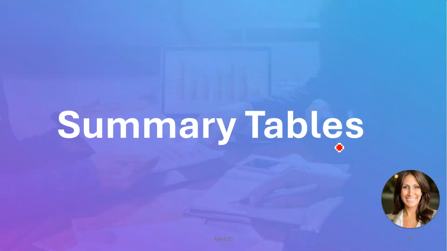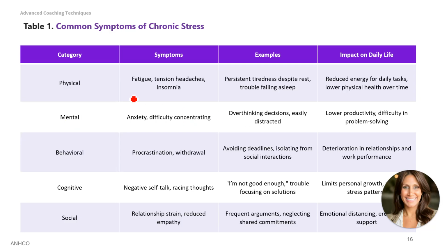Here are some summary tables. Table 1, common symptoms of chronic stress. Here you will review the category, the symptom, the examples, and the impact on daily life. Take a look at the various categories listed here: physical, mental, behavioral, cognitive, and social. And look at how the symptoms, examples, and impact on daily life.